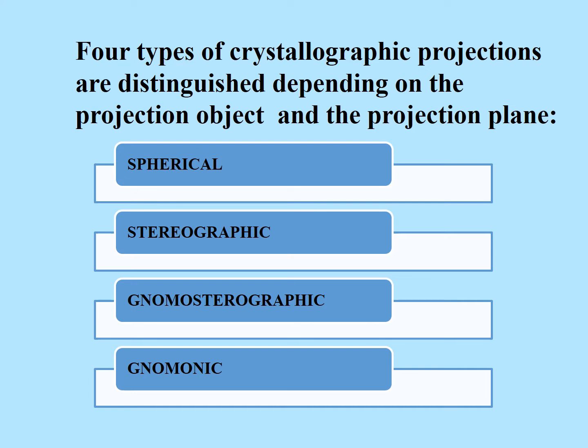There are four types of crystallographic projections, and these types are distinguished depending on the projection object and the projection plane. I hope you know the spherical projection, stereographic projection, and gnomostereographic projection, and today we will introduce the gnomonic projection. This kind of projection is different from the others.